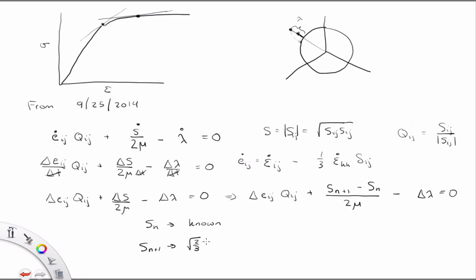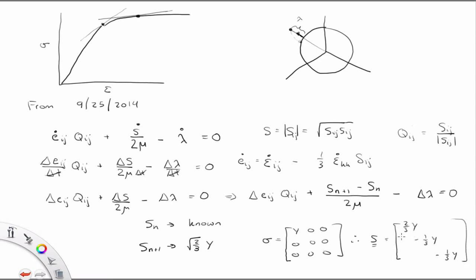And for the perfect plastic case, it's the square root of 2/3 times y. If you remember, that comes from the fact that in a uniaxial tension test, we have a stress tensor that looks like this, and therefore the deviatoric stress tensor is this, and then its magnitude is the square root of 2/3 times y. So that is what you get when you compute the magnitude of this tensor.